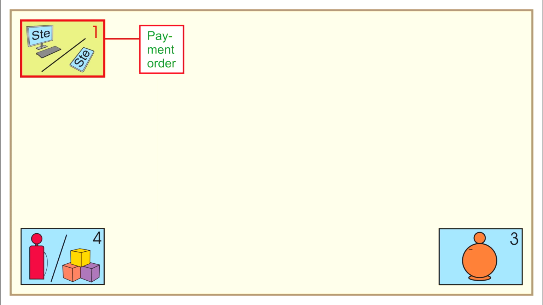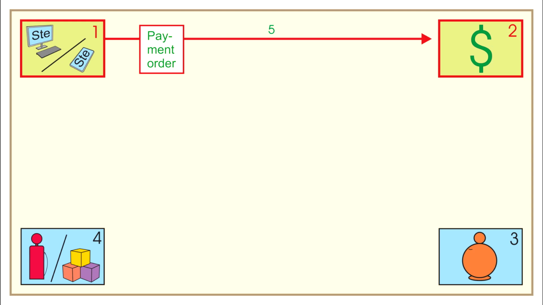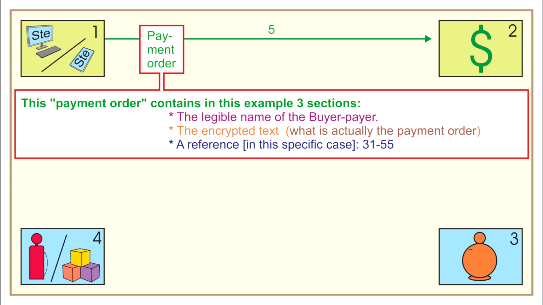Payment order completed. The buyer-payer issues the payment order 5 to your payment institution 2. This payment order contains in this example 3 sections: the legible name of the buyer-payer, the encrypted text, which is actually the payment order, and a reference, in this specific case, 31 to 55.